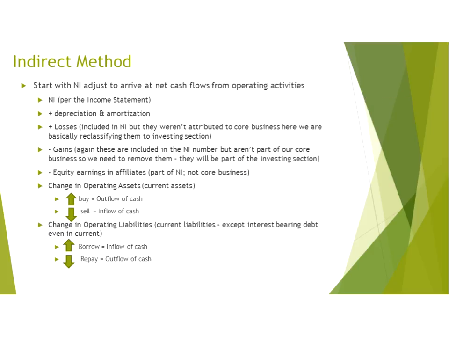All right, let's switch gears and go to the indirect method. Here, it's really a true reconciliation. We're going to start with net income, and we're going to make some adjustments for items that either don't belong in the operating section or didn't really require any use of cash. So we'll start with net income from the income statement. We're going to add back depreciation and amortization. We're going to add back any losses.